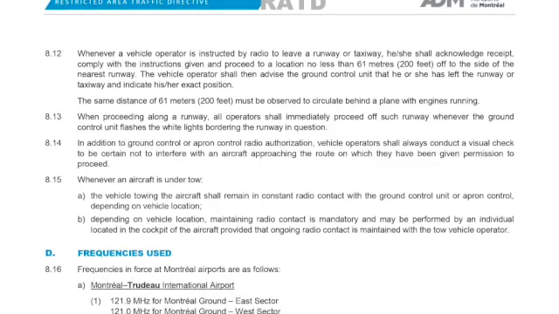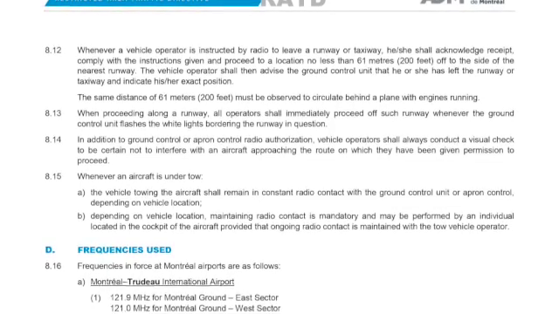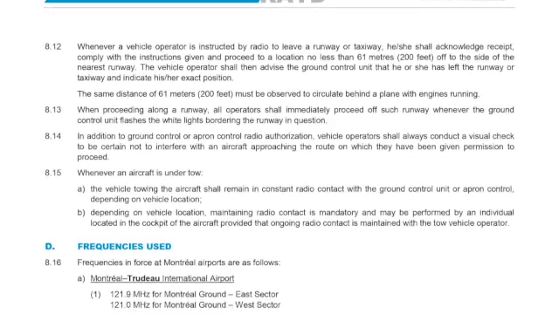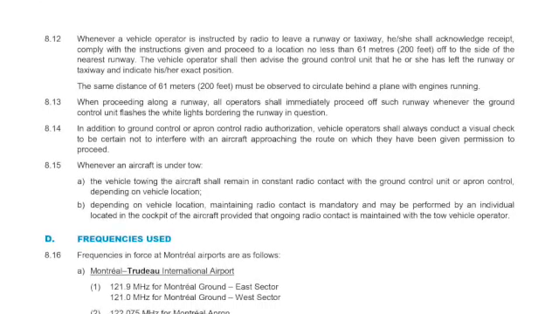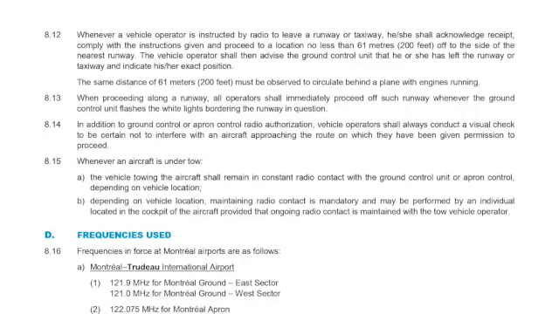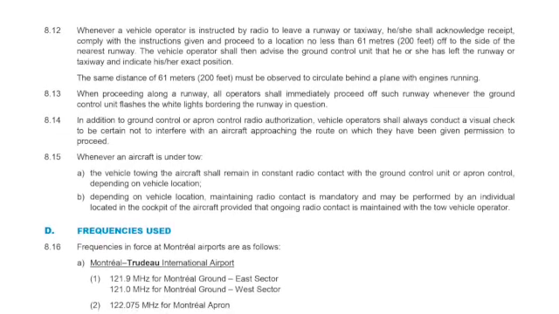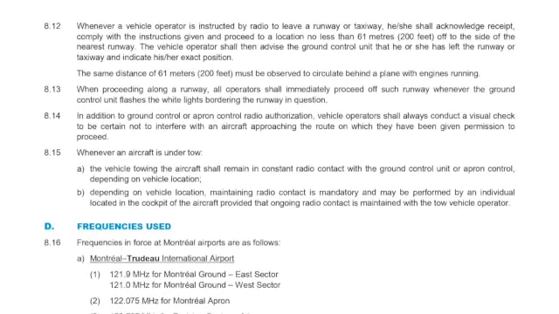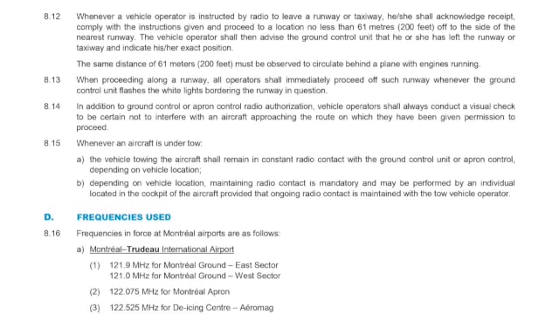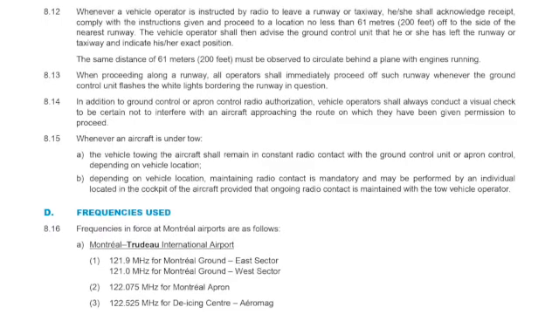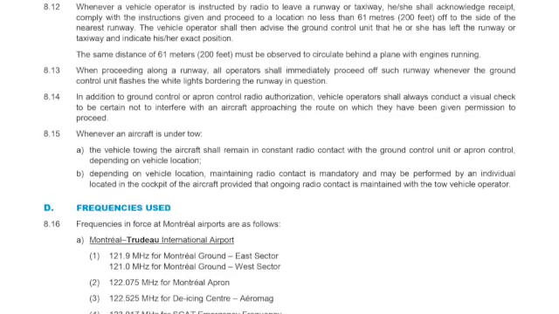13. When proceeding along a runway, all operators shall immediately proceed off such runway whenever the ground control unit flashes the white lights bordering the runway in question. 14. In addition to ground control or apron control radio authorization, vehicle operators shall always conduct a visual check to be certain not to interfere with an aircraft approaching the route on which they have been given permission to proceed.